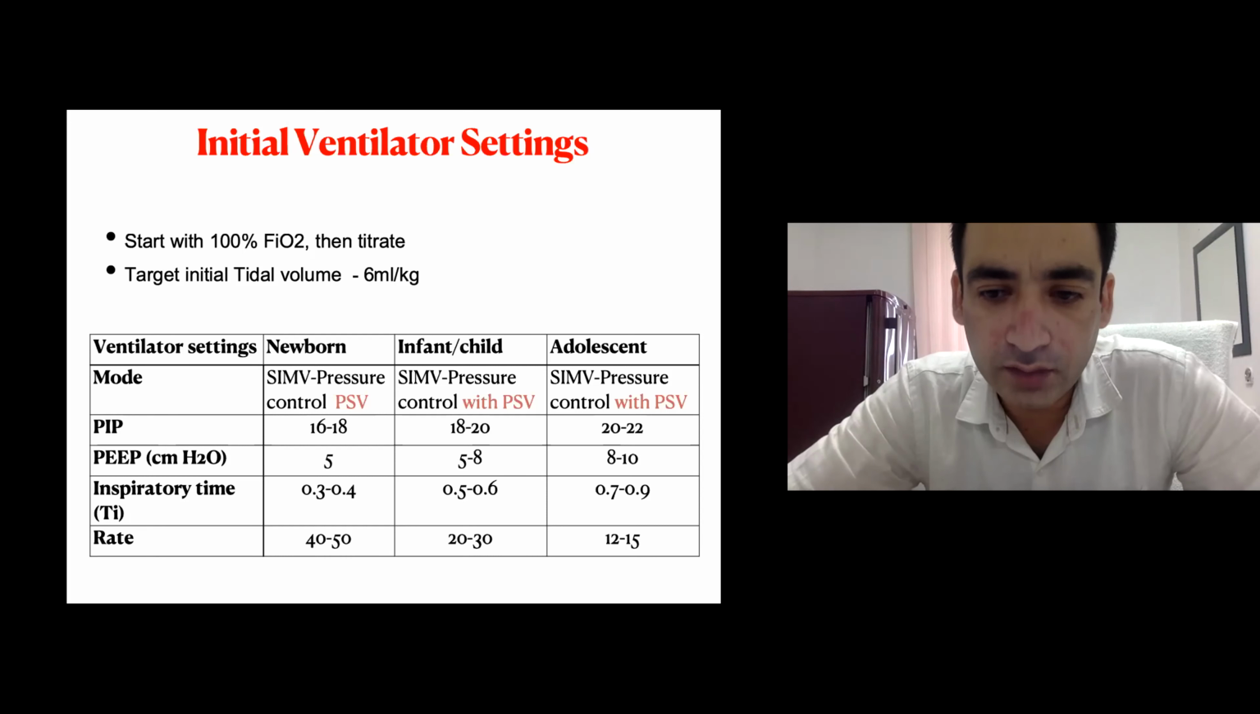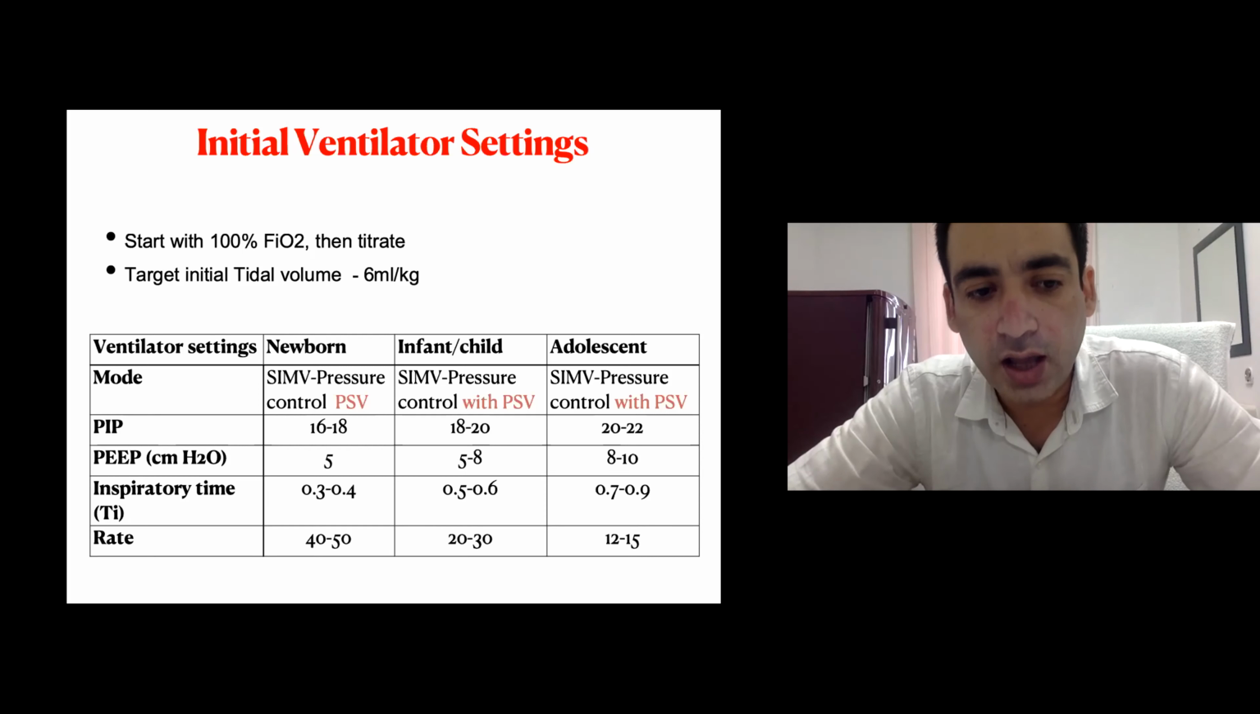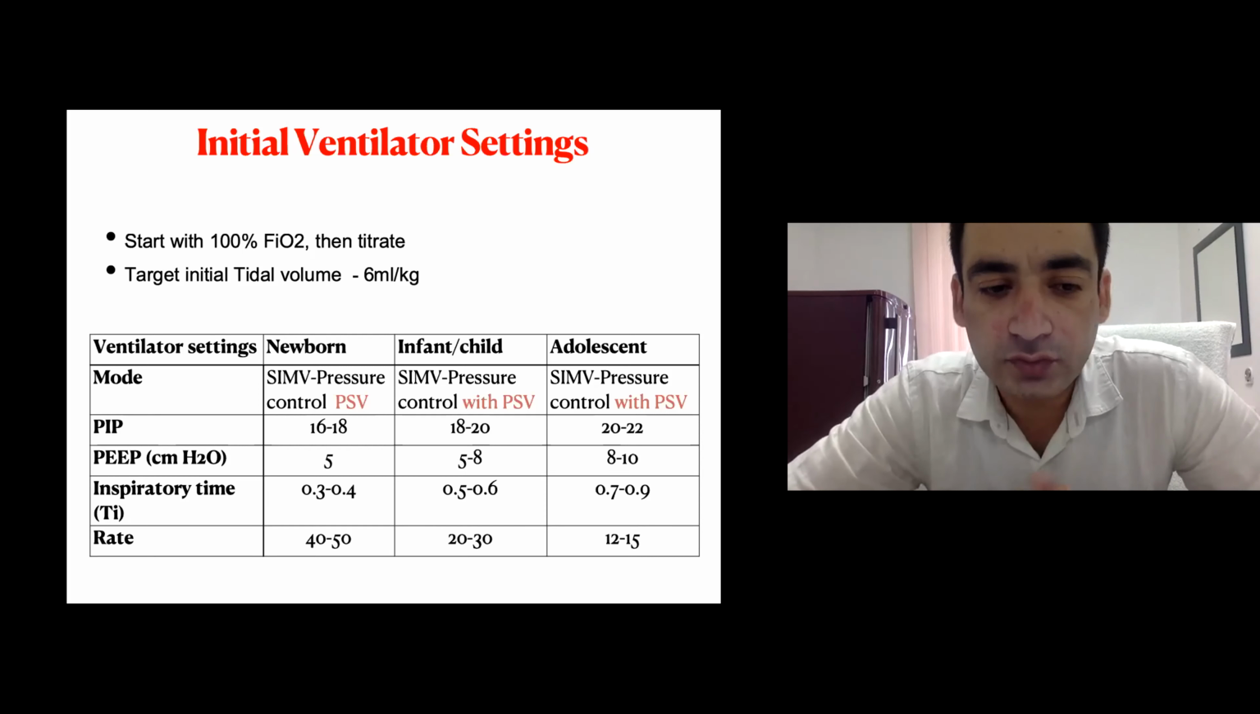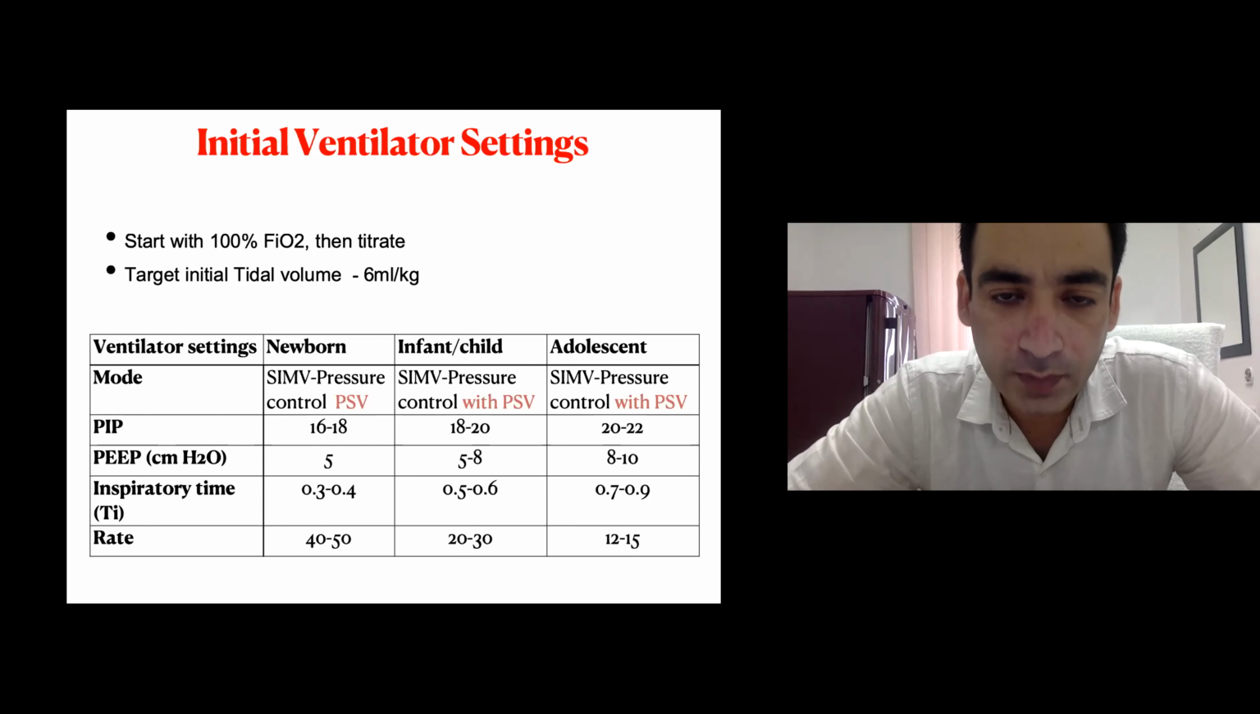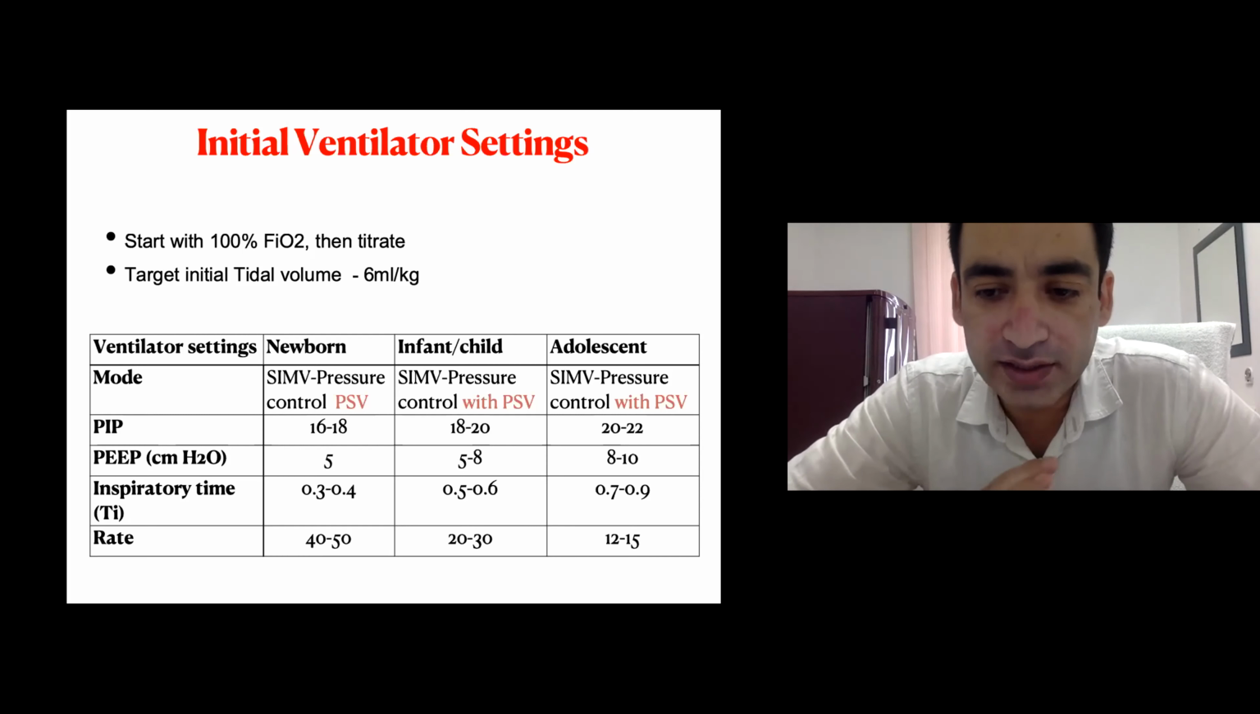Coming to the PEEP, we usually start with 5 and go up to 8, depending on the age group. Again, the indication for delivering an adequate PEEP is that there should be no retractions. The chest expansion should be good. Remember that if you give high PEEP, there may be CO2 retention and there may be decreased cardiac output because of the decreased venous return. TI is usually set between 0.3 to 0.7, and once set, it is usually not changed. Same is true for the rate.